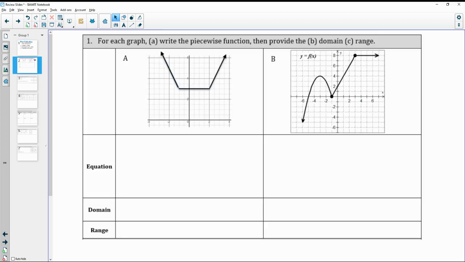Number 1 gives us two different graphs of piecewise functions, and it asks us to write the equations of the functions and then also give the domain and range. So in part A, we can see that there's three different chunks to this graph. And so I'm going to just start out the function by getting this written.